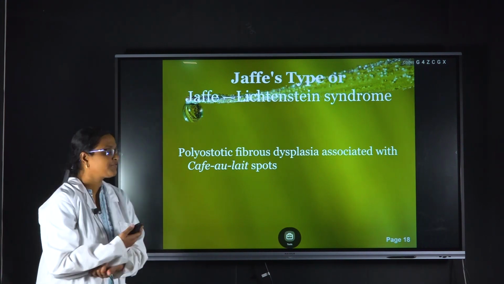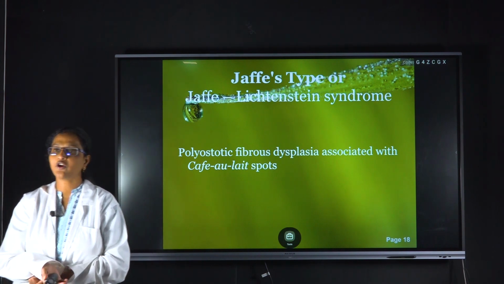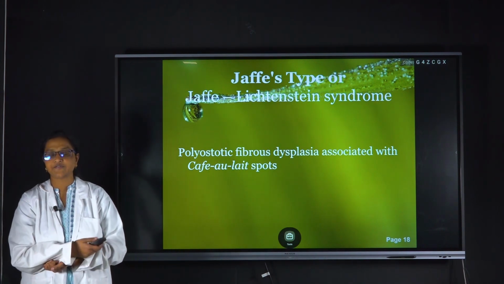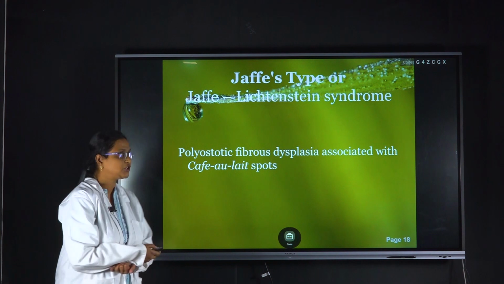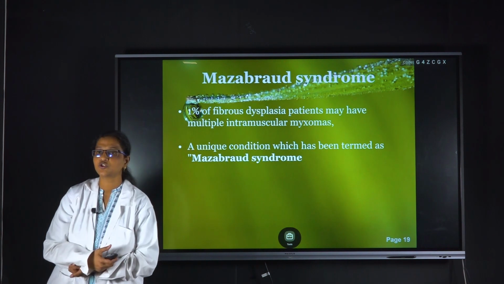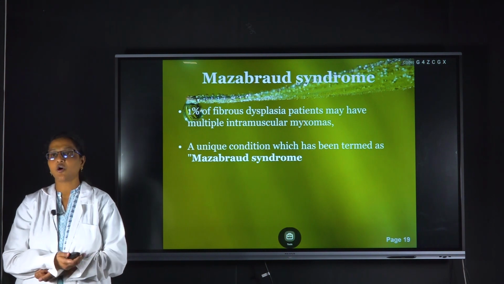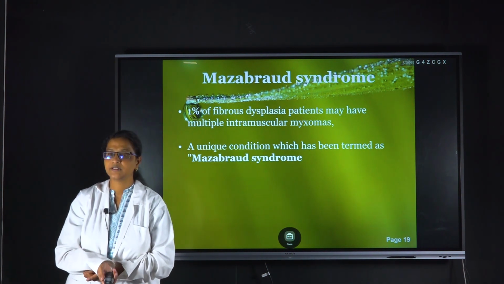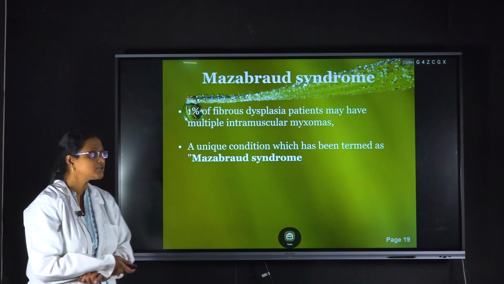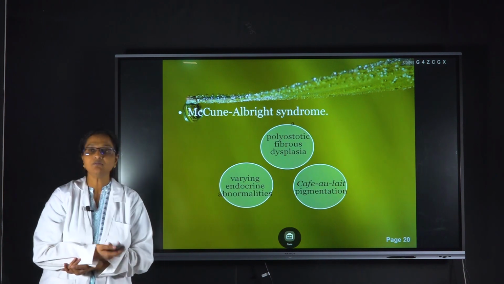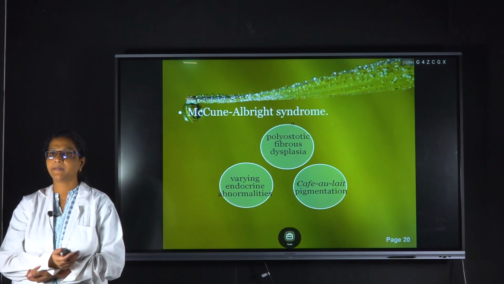If polyostotic fibrous dysplasia is seen with cafe au lait spots, then we use the term Jaffe type or Jaffe-Lichtenstein syndrome. Then we have one more syndrome called Mazabraud syndrome. When intramuscular myxomas occur with the polyostotic type of fibrous dysplasia, we call it Mazabraud's syndrome. Then the most important one is McCune-Albright syndrome.